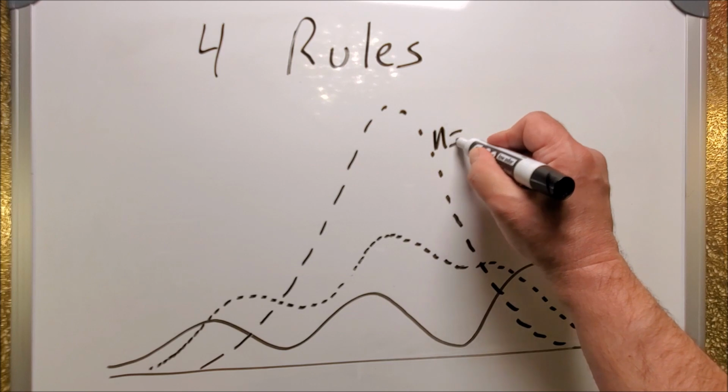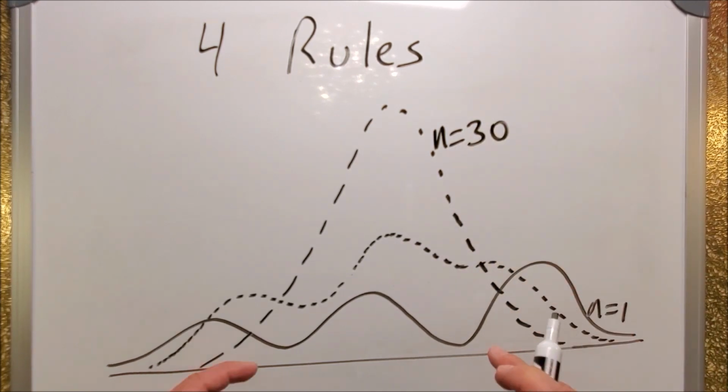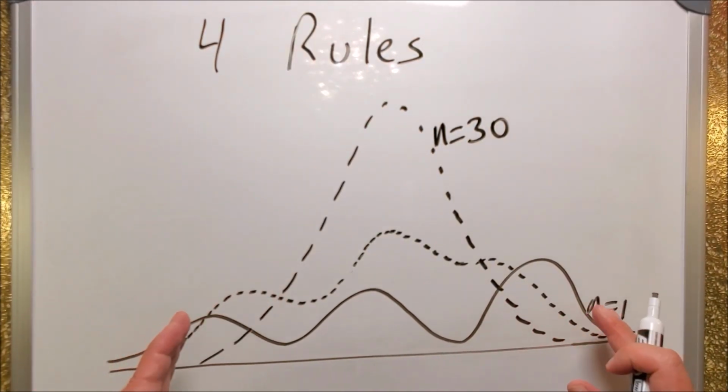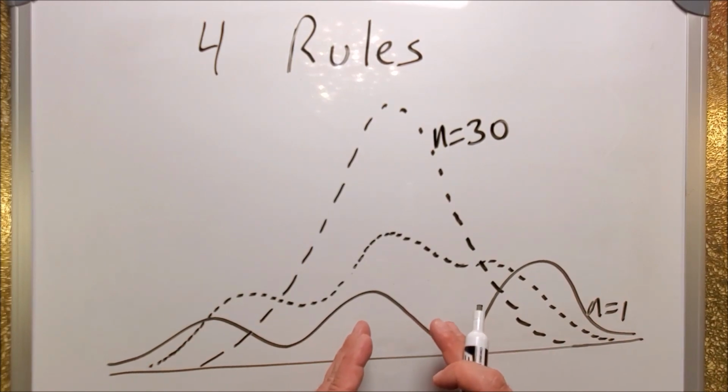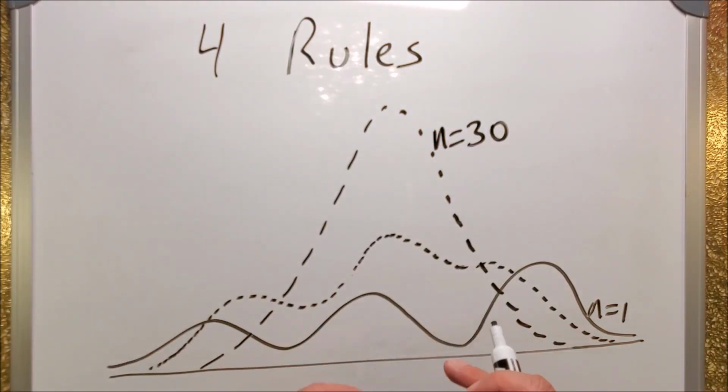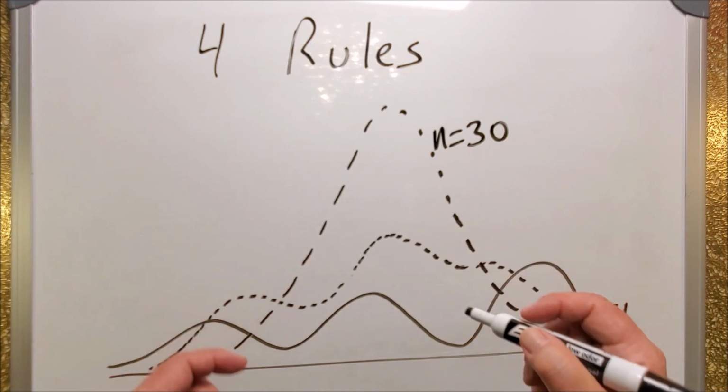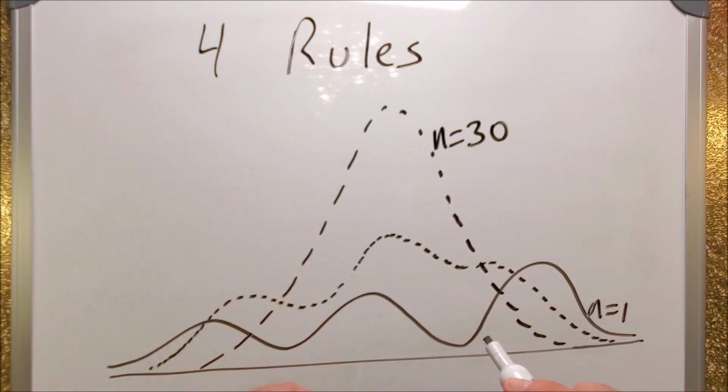By the time n is 30, and I haven't really drawn this to scale because I would run out of board space, it would really squeeze into the center, and it would really poke out of your frame. You wouldn't see the top anymore, but it would be normally distributed.